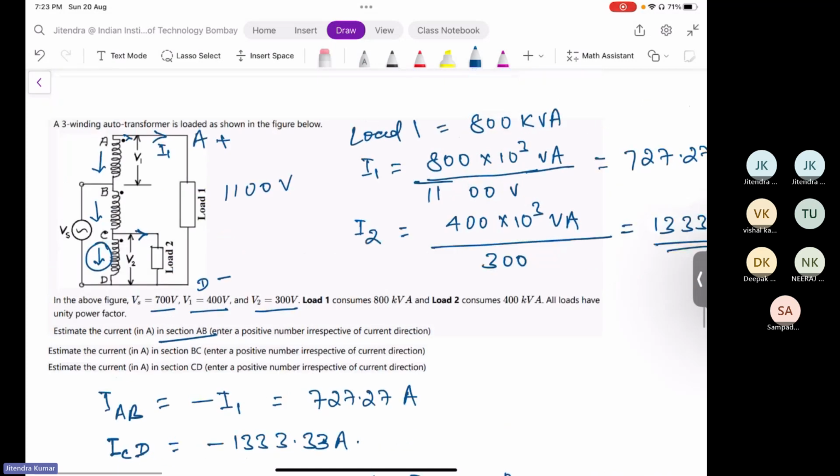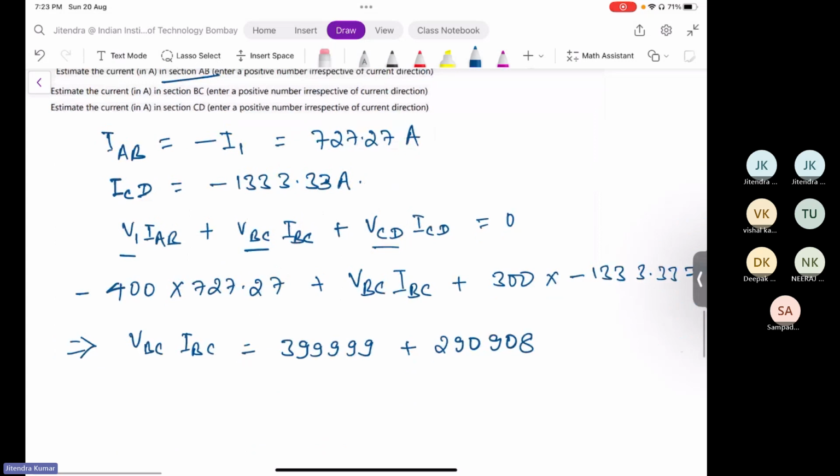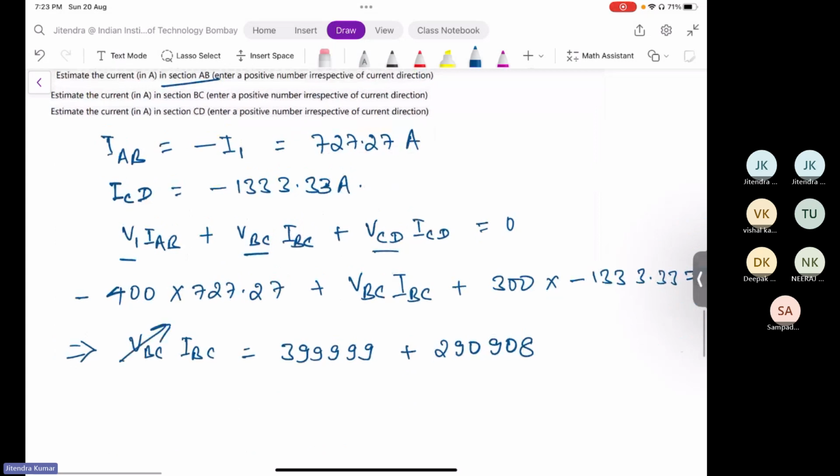And VBC would be equal to 1100 minus 400 minus 300. Am I correct? Since 1100 is the overall voltage, and you reduce V1 and V2 from that, so you will get VBC as 400 volt. So IBC would be divided in whole by 400 volt. So that value is equal to 987 amps. Okay.